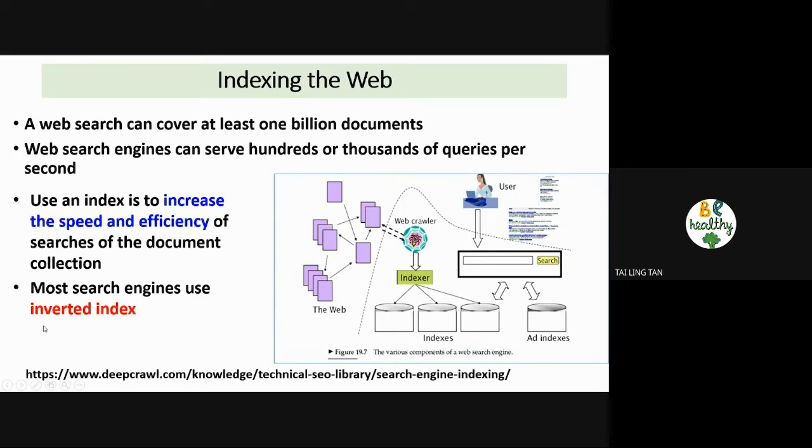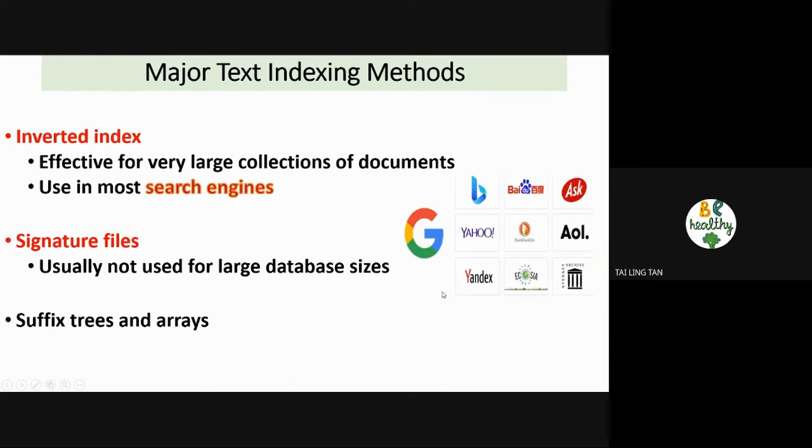Okay, most search engines actually use this inverted index. We'll go to this inverted index later. This picture you may need to memorize. Continuing, the major text index methods are the inverted index, the signature file, and also the suffix tree and array. This one didn't have any explanation, so we just go through these two.